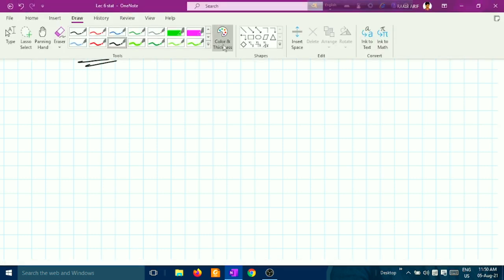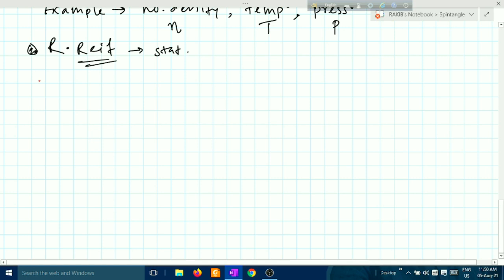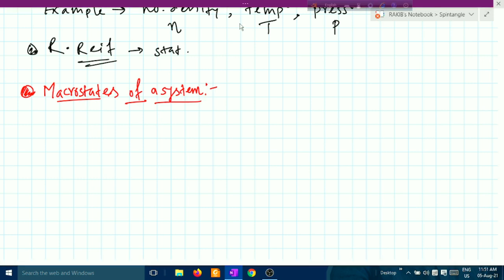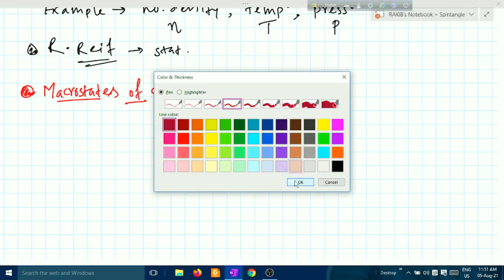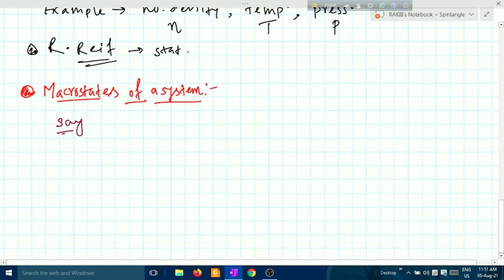Now the two things that are very important are called microstate and macrostate. First of all, I am writing the macrostate of a system. What are the macrostates of a system? Say a system is maintained at a pressure, volume and temperature. A system is given, the basic variables are P, V, T.